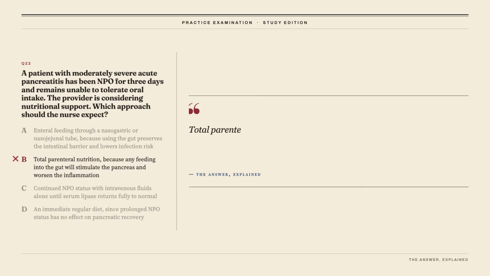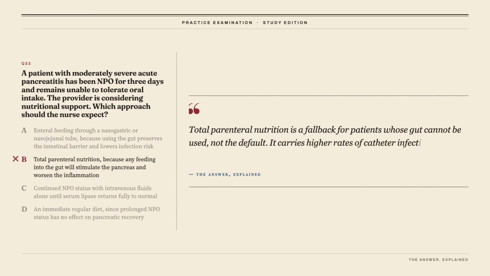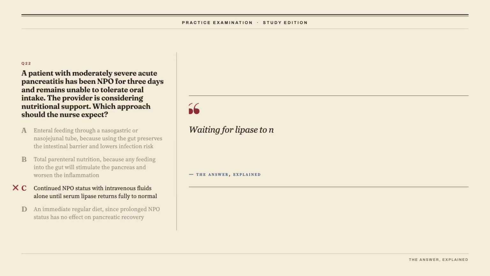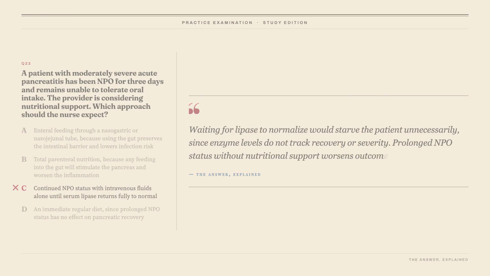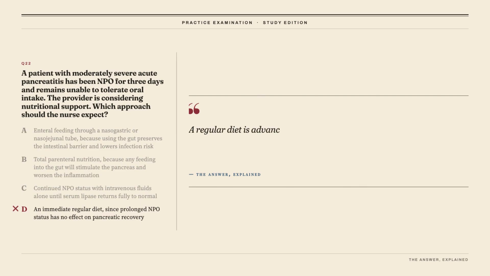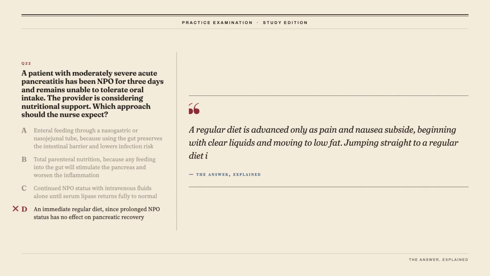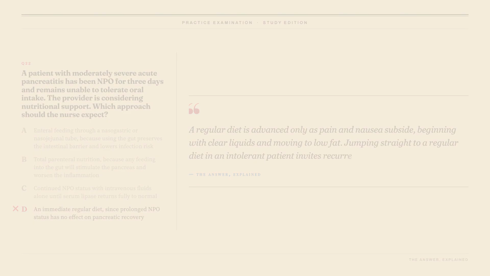B is wrong because total parenteral nutrition is a fallback for patients whose gut cannot be used, not the default. It carries higher rates of catheter infection and does not protect the intestinal barrier. C is wrong because waiting for lipase to normalize would starve the patient unnecessarily, since enzyme levels do not track recovery or severity. Prolonged NPO status without nutritional support worsens outcomes. D is wrong because a regular diet is advanced only as pain and nausea subside, beginning with clear liquids and moving to low fat. Jumping straight to a regular diet in an intolerant patient invites recurrent pain and vomiting.